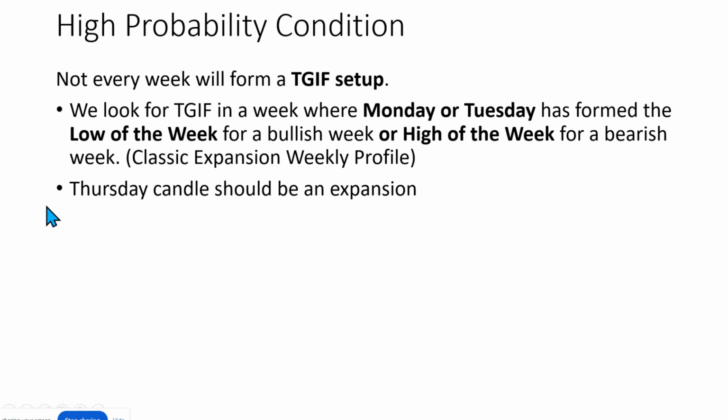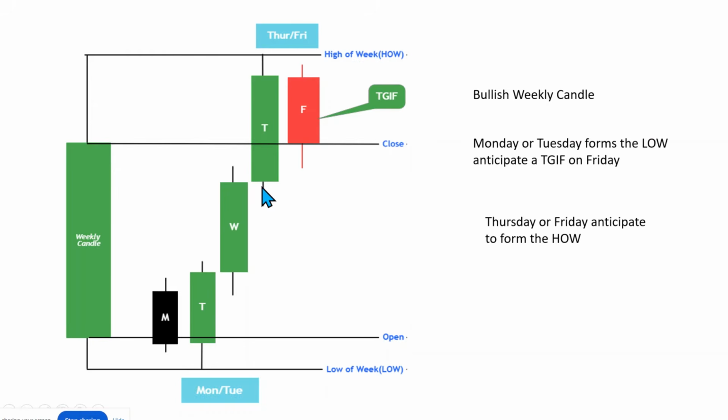Condition number two, we need the Thursday candle to be an expansion candle. So let's have a look at examples here. So Thursday, that's condition number two. We need to see Thursday also as an expansion candle. We don't want to see Thursday as a reversal candle for a high probability TGIF setup. Then our Friday is when we expect to trade a TGIF setup. So Thursday can form the high of the week, or there are some weeks where you'll have Friday sweeping Thursday's high, forming a new high of the week before finally we get our Friday TGIF setup. So that is very important, guys.